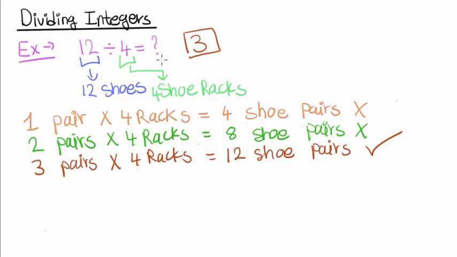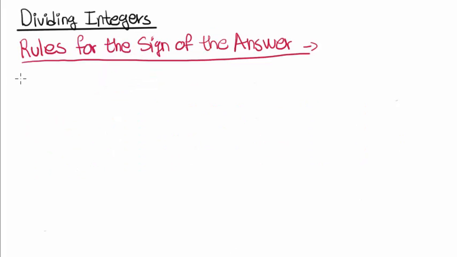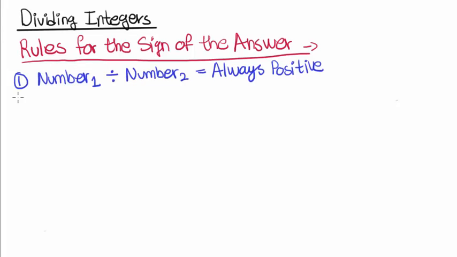For now, I would like to go into a few rules that apply to division, and those rules are similar to multiplication, so they shouldn't be too hard to understand. So on the next page, here are the rules. The first rule tells me that if I'm dividing one positive number by another positive number, my answer's sign will always be positive. The second rule tells me that if I'm dividing a positive number by a negative number, or if I'm dividing a negative number by a positive number, my answer will always be negative.